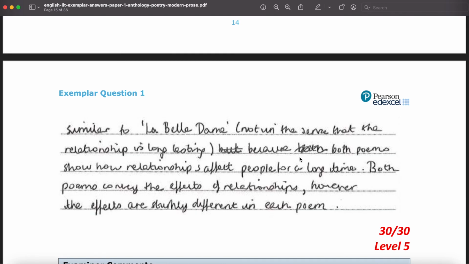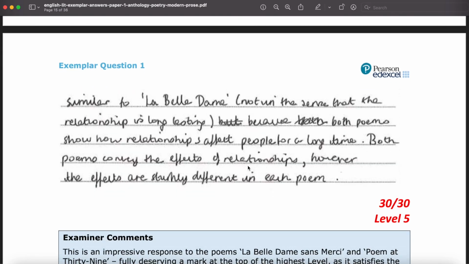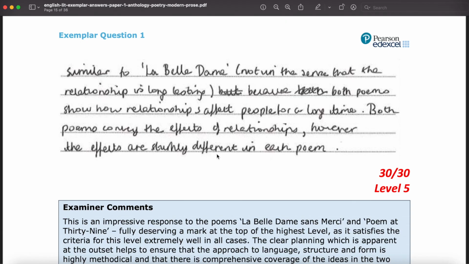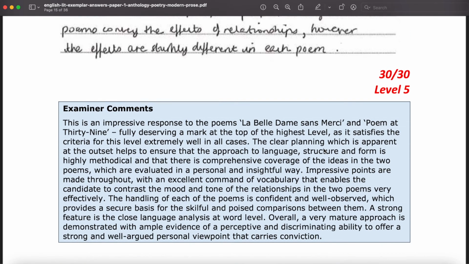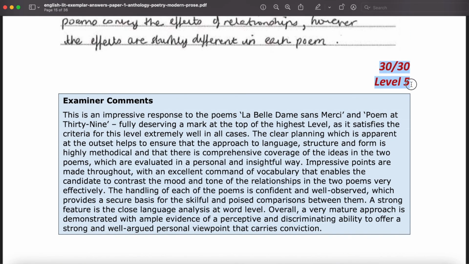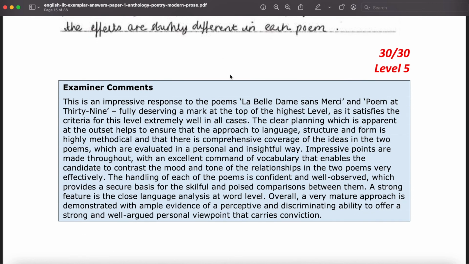Okay, and this is a nice conclusion. Both poems convey the effects of relationships, however the effects are strongly different in each poem. Now this is a 30 out of 30 answer, level 5 as we saw, and this is the examiner's comments. Okay, so as I said, the examiner is impressed. This is an impressive response to the poems La Belle Dame Sans Mercy and Poem at 39, fully deserving a mark at the top of the highest level, as it satisfies the criteria for this level extremely well in all cases.